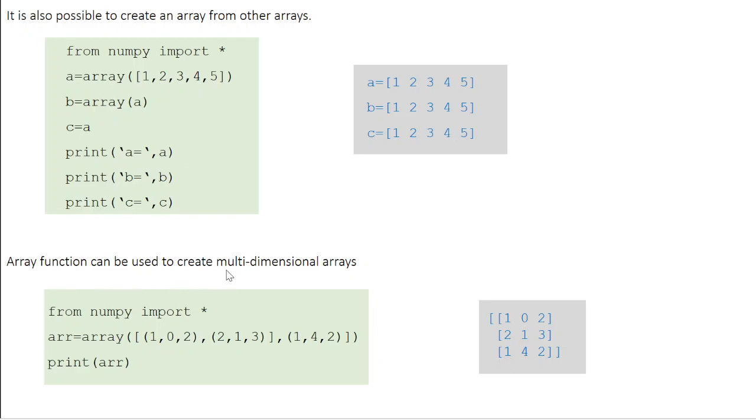The array function can also be used to create a multi-dimensional array. So from NumPy import star, and then array ARR equal to array. You have a 3 by 3 array here. So first row is 1, 0, 2, second row 2, 1, 3, third row 1, 4, 2. As I mentioned before, these elements either you can define inside a pair of normal brackets or a pair of square brackets. Both work. Now when you print the array, this is how the output is going to be. So this is a 3 by 3 matrix or a 3 by 3 array.